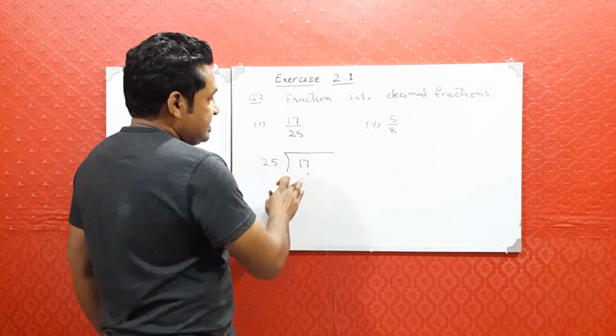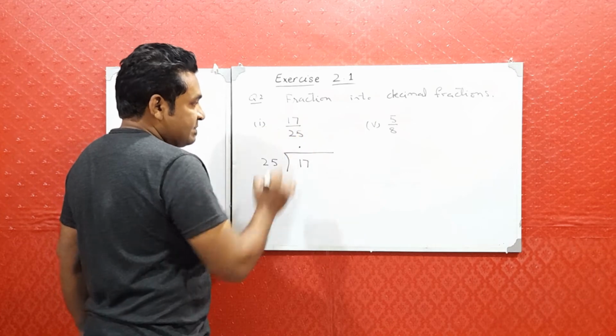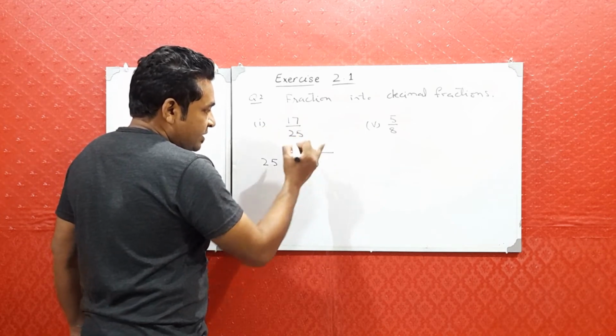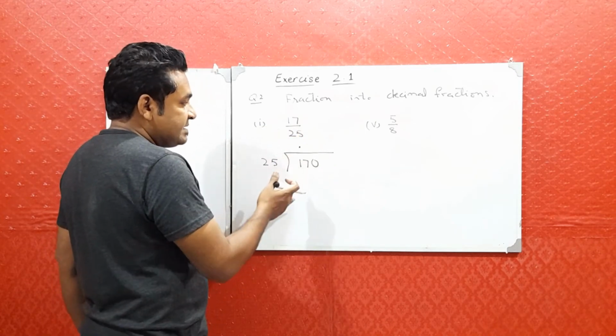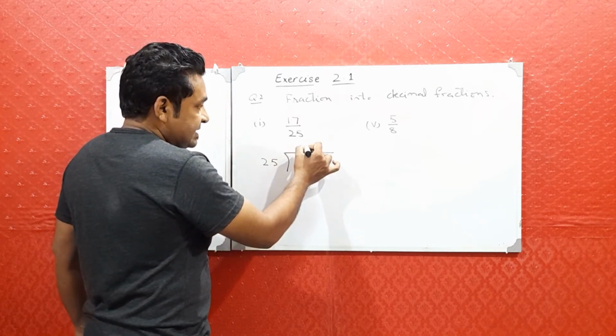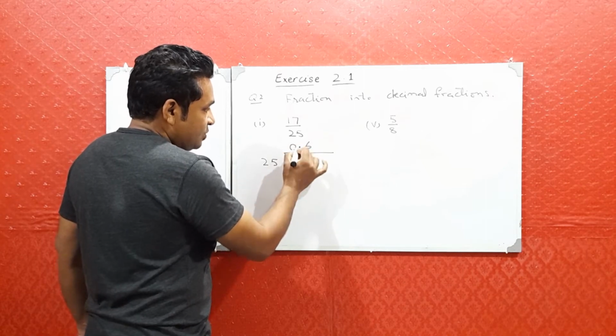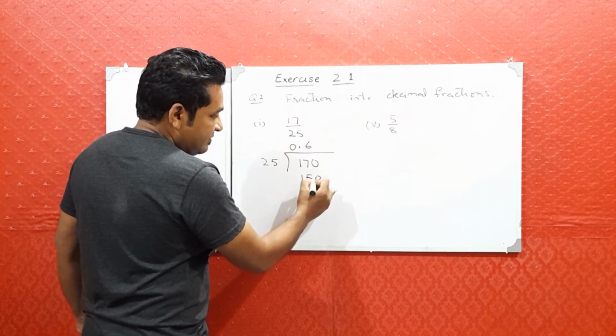You know that 17 is smaller than 25, so definitely you have to use a decimal point and you will add a 0 here, it will become 170. And you know that 25 times 6 is 150, so it is 0.6, so 150.